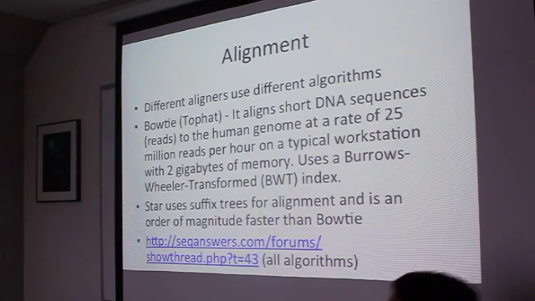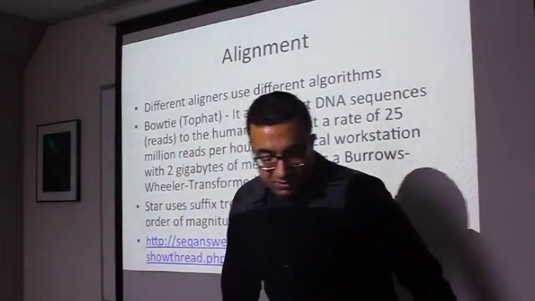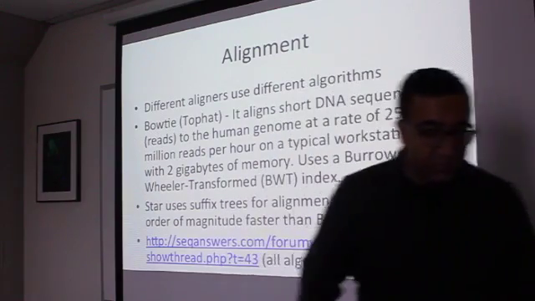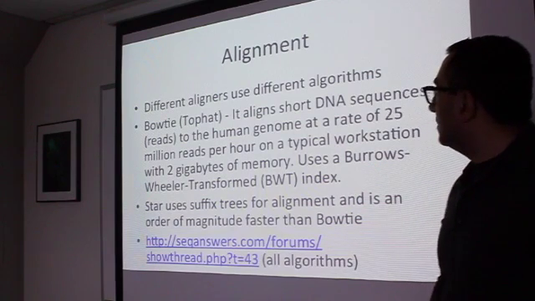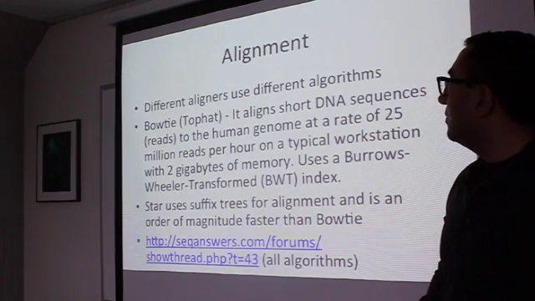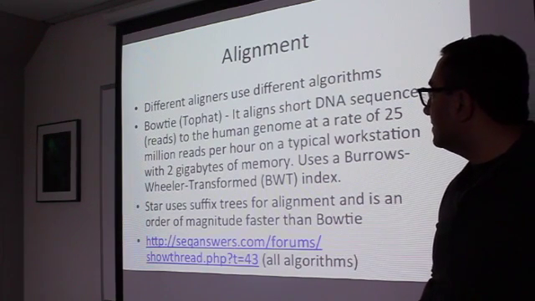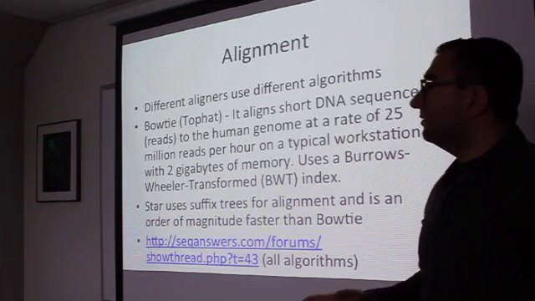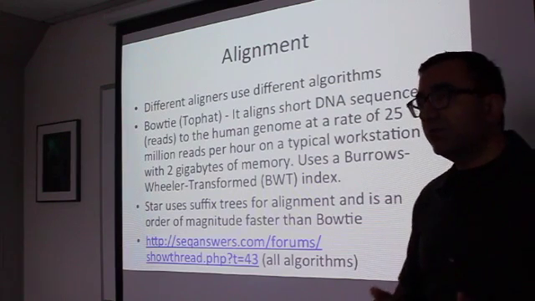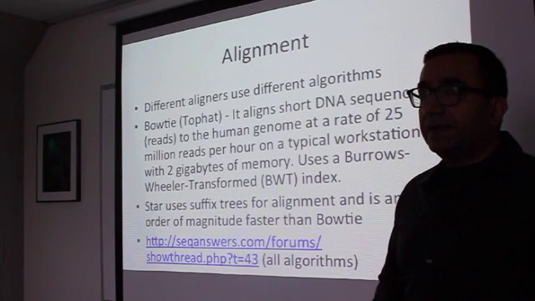So Bowtie is part of the Tophat suite. This is by Cole Trapnell, who I think is now at Harvard. He was at WashU. So Bowtie is an aligner. It aligns short DNA sequence reads to the human genome at 25 million reads per hour on a typical workstation with 2 GB of memory. Now, the main thing, which I don't want to go into detail on, is these Burrows-Wheeler transforms or indexes.